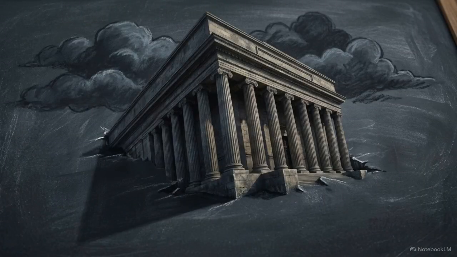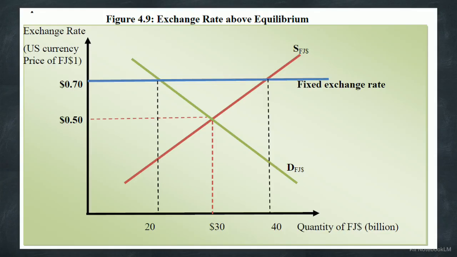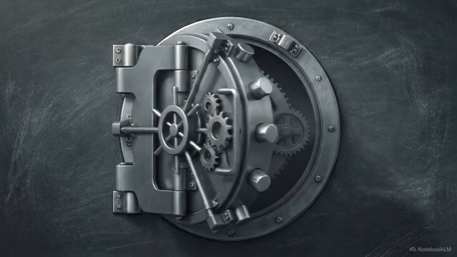When a government decides this natural market volatility is too damaging for its domestic economy, it will implement a fixed exchange rate. This chart illustrates what happens when a government mandates a rigid official exchange rate above the natural market equilibrium. At this artificially high price, the supply of domestic currency flooding the market far exceeds the actual demand for it. Left alone, the price would naturally fall.